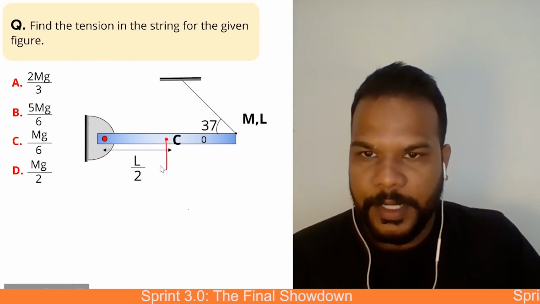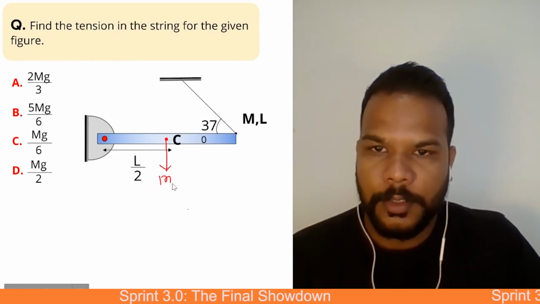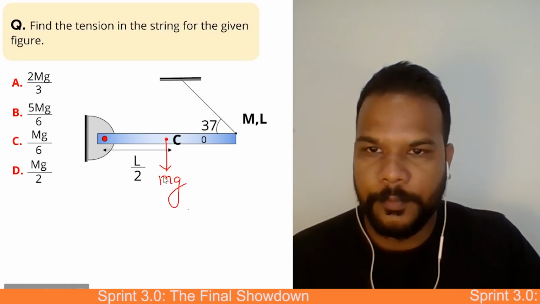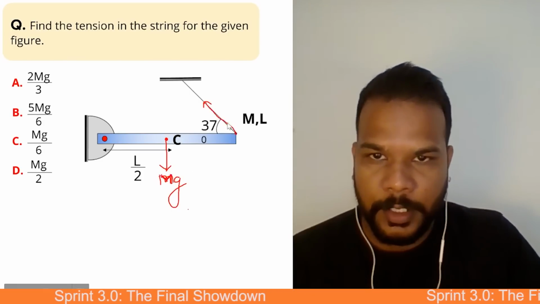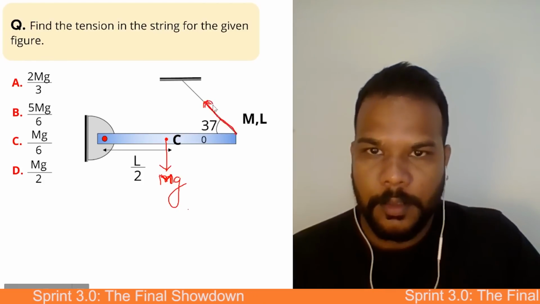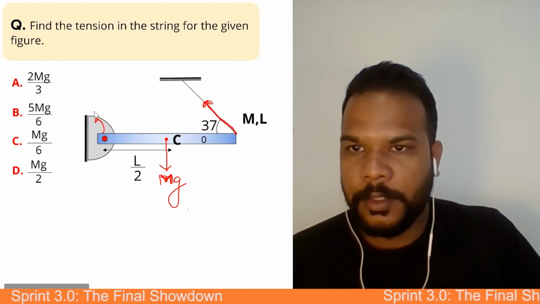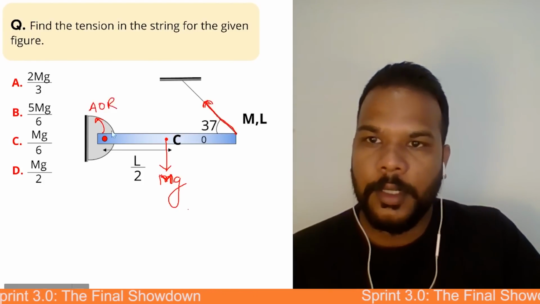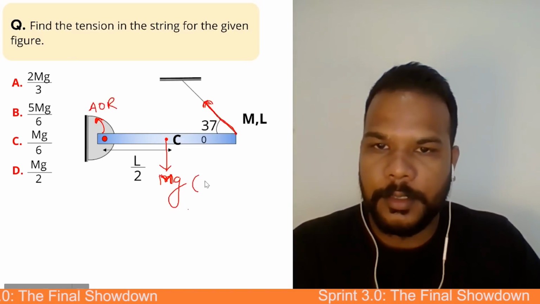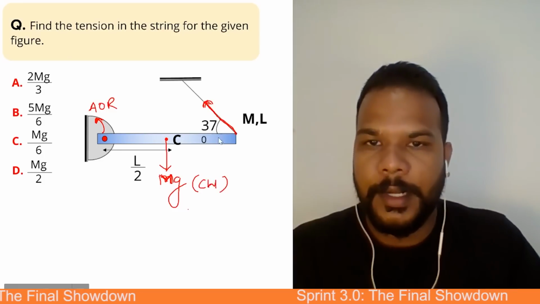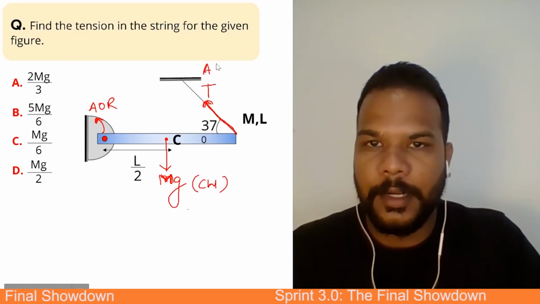Yeah, the weight of the body is acting downward, so that is mg. Okay, and tension is acting over here, and this is where your axis of rotation is. So you can see that mg is trying to rotate the system in the clockwise direction and tension is trying to rotate it anti-clockwise.